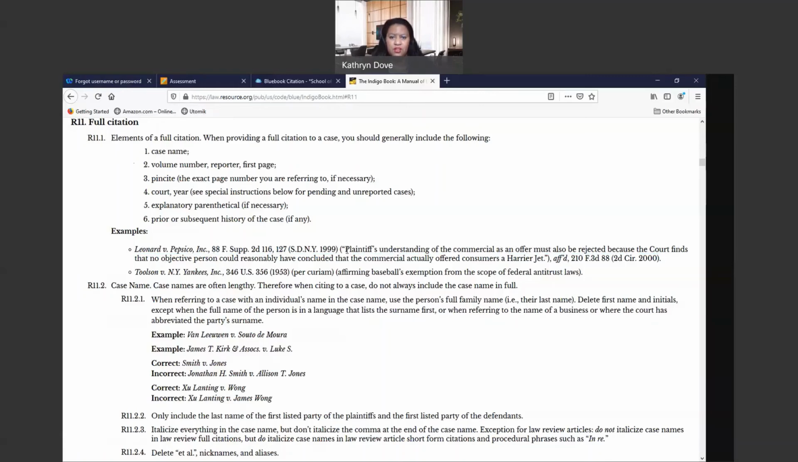And in this parenthetical, plaintiff's understanding of the commercial as an offer must be rejected because the court finds that no objective person could have concluded that the commercial was actually an offer to consumers of a jet. So if I wanted to use that information about what legally constitutes an offer to contract, I would cite to this case. That citation there is what you would need to include in your essay. That's the Blue Book standard.